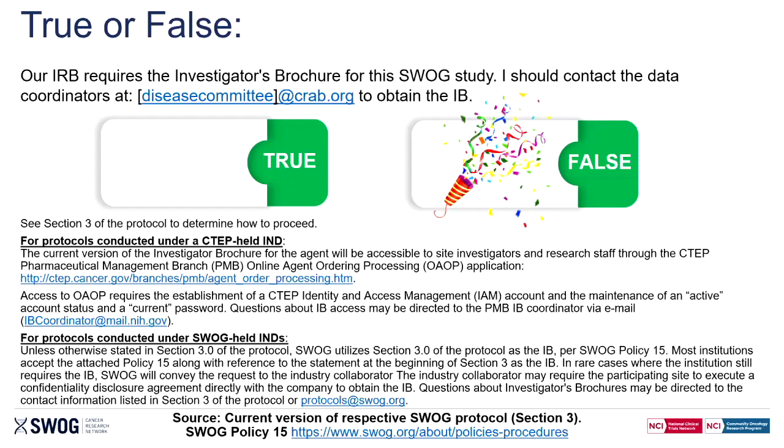The industry collaborator may require the participating site to execute a confidentiality disclosure agreement directly with the company to obtain the IB. Questions about investigator brochures may be directed not to the data coordinator, but to the contact information listed in Section 3 of the protocol or at protocols@swog.org.